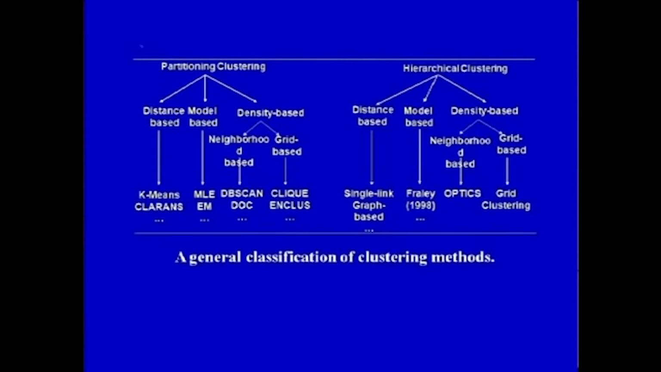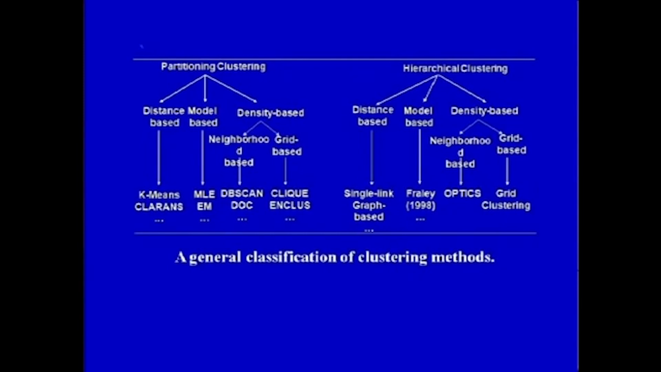So, based on this, we can now identify the general classification of clustering methods. Under partitioning clustering methods, the next level could be distance based, model based or density based. Density based methods could be further categorized into neighborhood based or grid based, and under each of these we may find that there are different algorithms which have been developed.